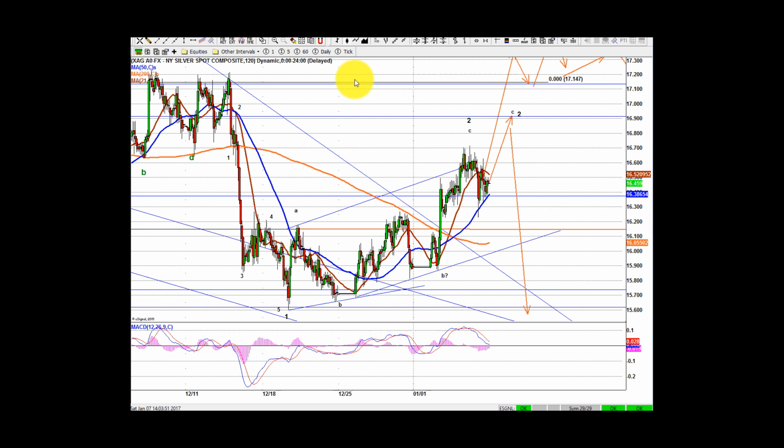So here it is. That's the 2-hour chart with the option of AB, in which case that will be 1, 2, 1, 2, 3, 4, 3, 4, 5, go down, or A, B, C, if that's complete, go down straight away.